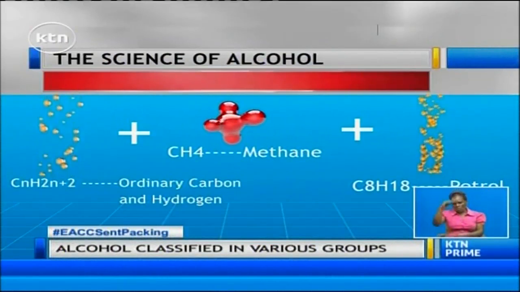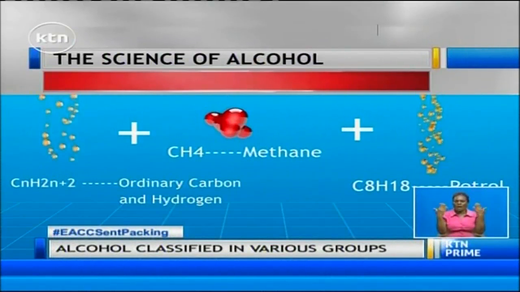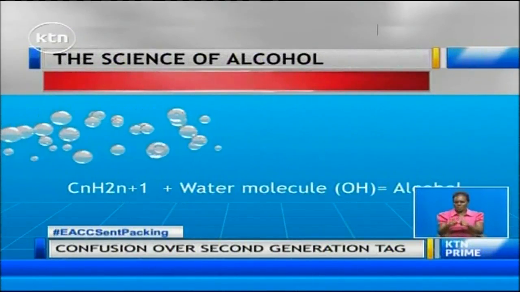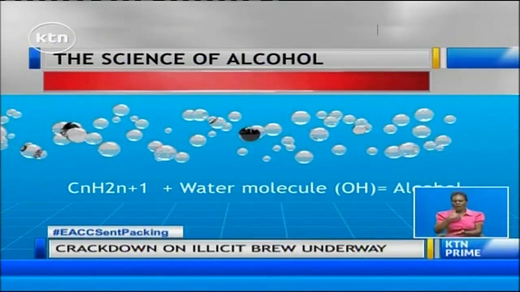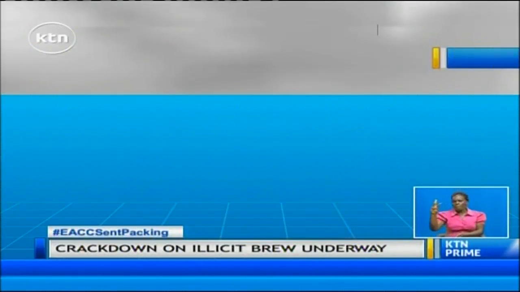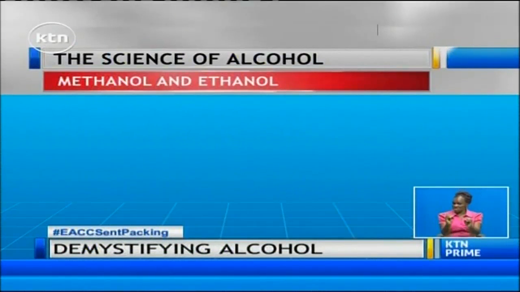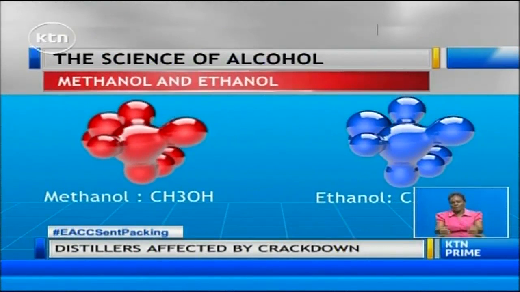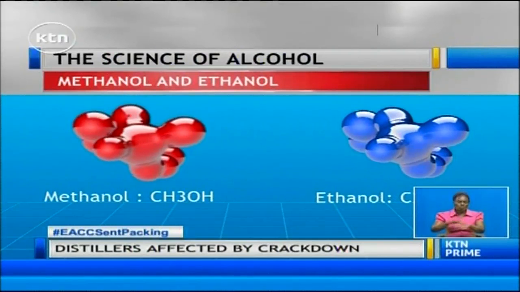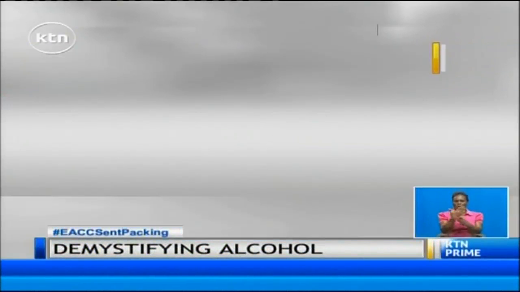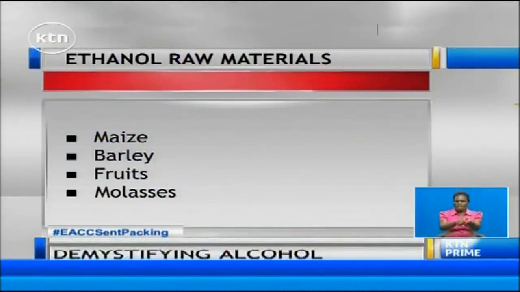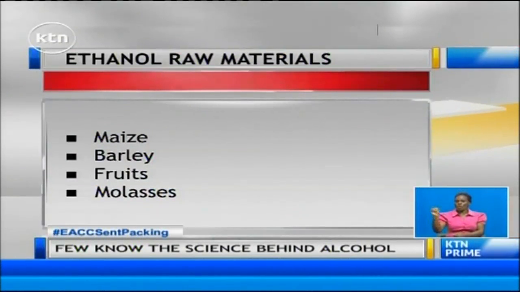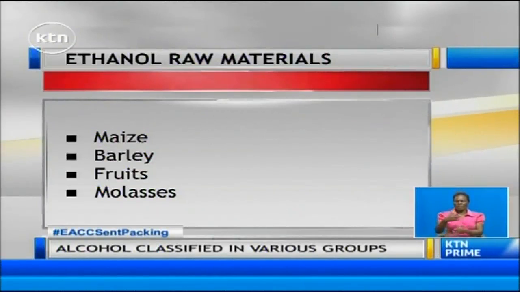alcohol. When alkanes, that is gases like ethane and butane, get heavy, they become liquid such as petrol. Add water to an alkane and you have an alcohol. Methanol isn't fit for human consumption. It's extremely difficult to make and is the culprit behind blindness. Ethanol is suitable for human consumption and produced from anything that has sugar, such as maize and barley, fruits and molasses. Here in Western, molasses are the king in ethanol production because of their high sugar quantity.